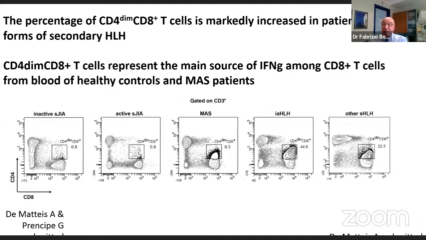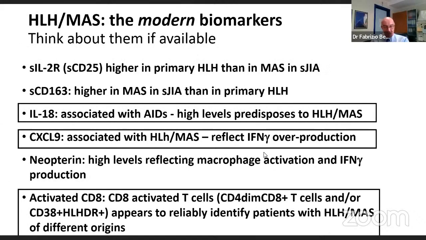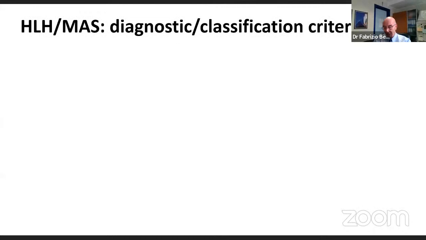So this is very trivial flow cytometry that almost anybody can do. So I think we should think about these three biomarkers. IL-18 is associated with autoinflammation and high levels predispose to HLH/MAS. CXCL9 is associated with HLH/MAS and reflects interferon gamma overproduction. And CD8 activated T cell populations, particularly CD4 dim and the CD38 HLA-DR positive cells, appear to be useful in a clinical setting to identify patients with HLH/MAS.